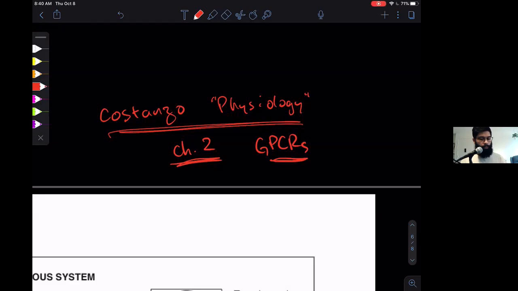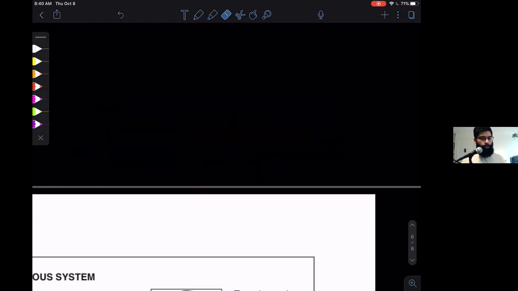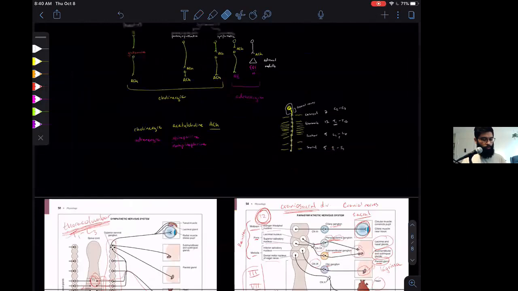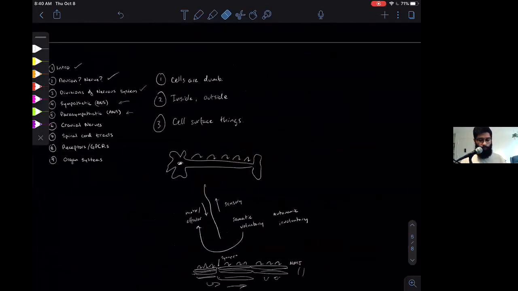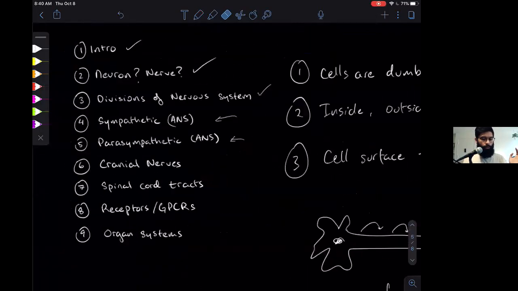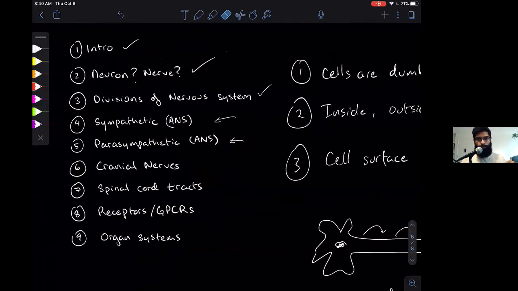So let's see what we've covered so far. We said cells are dumb, etc. We said that nerves are just bundles of neurons. This can be information going in any direction. For divisions of the nervous system, we said we have a central nervous system and a peripheral nervous system. Your central nervous system is your brain, brainstem, and spinal cord, and all of the interneurons that are in there as well. Your peripheral nervous system are the nerves entering and exiting your central nervous system, going into the periphery, so the rest of your body.